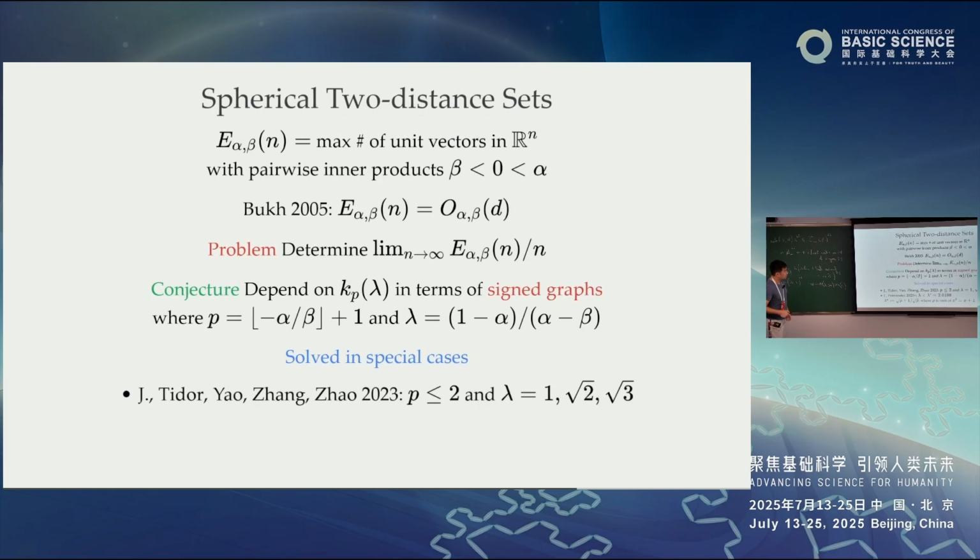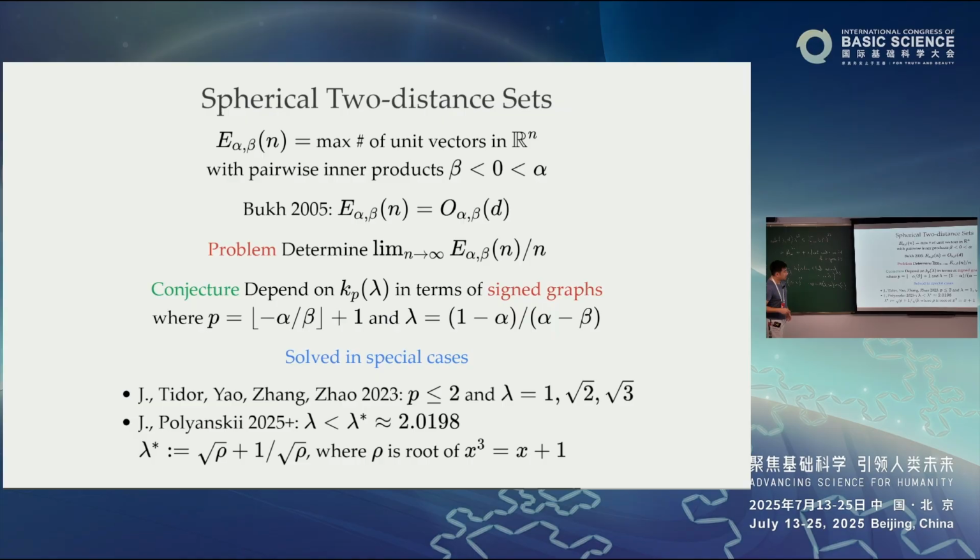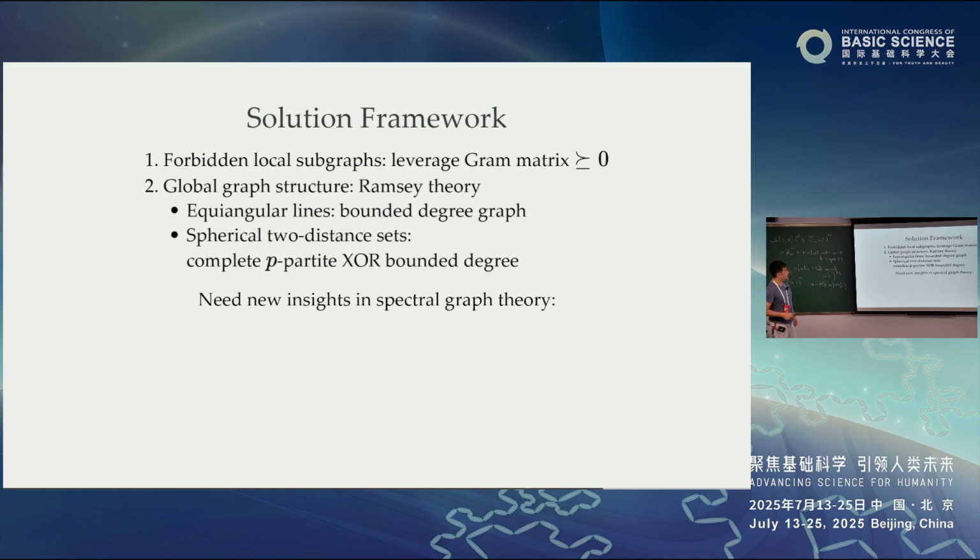There's a rounding down, yes. So p is always an integer, whereas lambda can be various things. If you zoom out, it's a complete p-partite graph. But if you zoom in, you realize that it is modified locally by a bounded degree graph. So it's an XOR between a bounded degree graph and a complete p-partite graph.